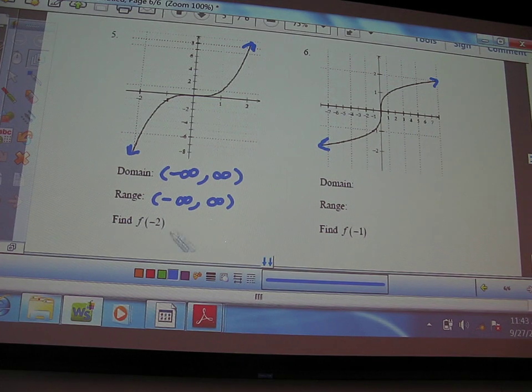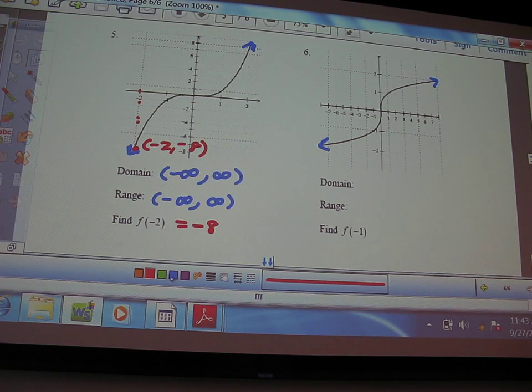Find f of -2. -2 is right here. If I go down, it looks like it's right here. So -2, -8. So that's -8. Hard to spot that one, I know.